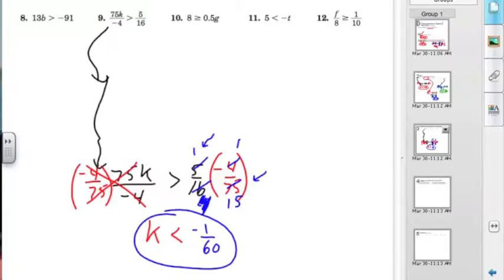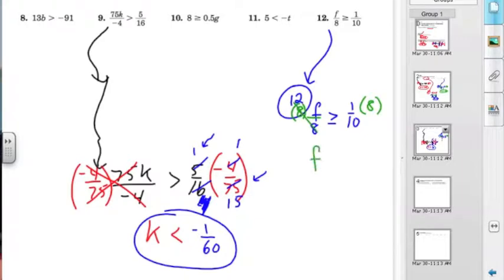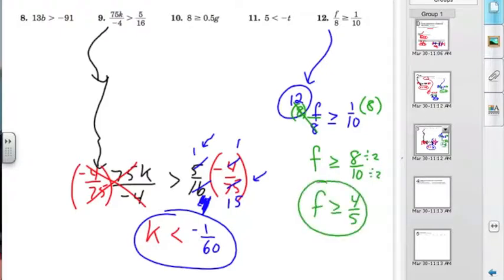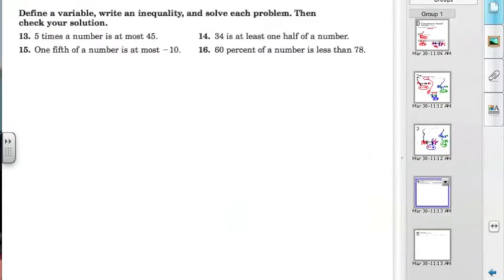Okay, so now we'll look at number 12. I have f over 8 is greater than or equal to 1/10. All right, so f is being divided by 8. That means I need to multiply by 8 to get rid of it. All right, so 8 divided by 8 cancels out. F is greater than or equal to 8 times 1 on top, that's 8 divided by 10. Now, obviously that is the answer. It's not the best answer. You want to simplify that. You can divide by 2. So you get 4/5. That's the best answer you can get for that. All right, moving on.